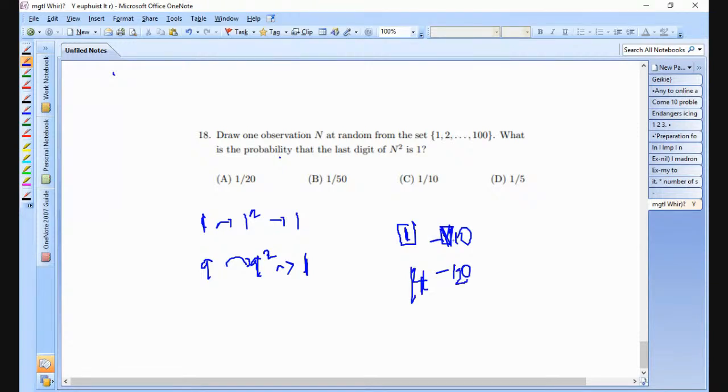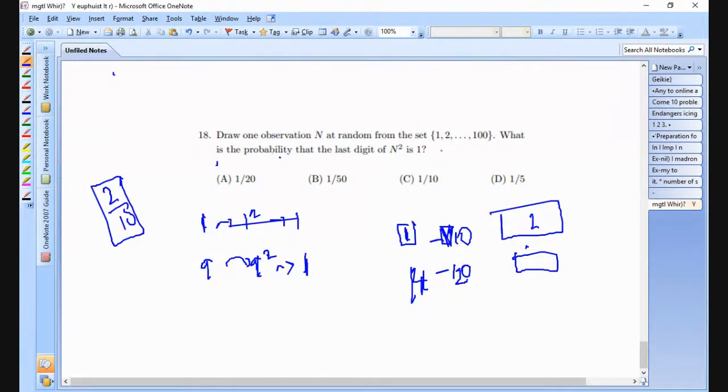So in each 10 interval, how many numbers are there? Jiska square is 1. Tell me, in each 1 to 10, 11 to 20, how many numbers are there? In each interval, 2. So 2 numbers in each interval, right? And therefore, it's 2 by 10, because in each interval it's behaving similarly. So it's 2 by 10. So 1 by 5.